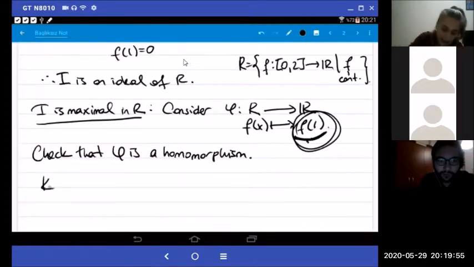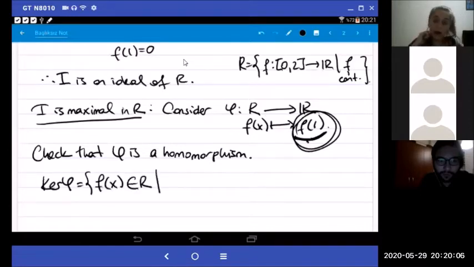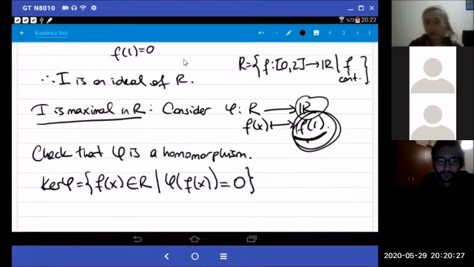Okay, so let us look at the kernel of phi. This means that we are gathering all functions from R such that phi of f of x is the zero of the range ring. And this range ring is the real numbers, and the additive identity of real numbers is 0. So this means that the image of the function has to be equal to 0. But what is phi of f of x?